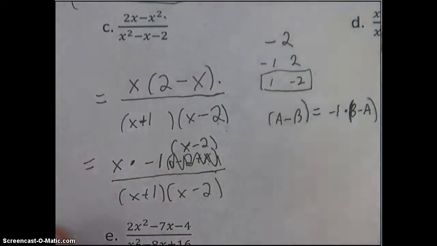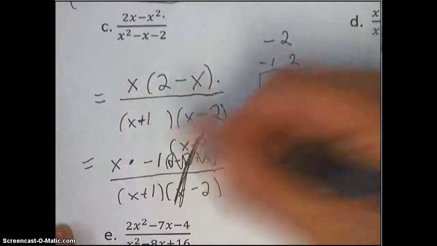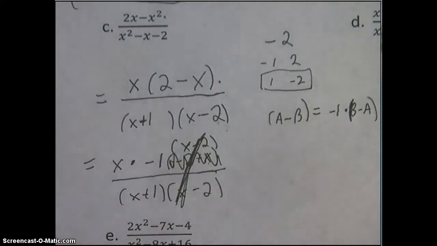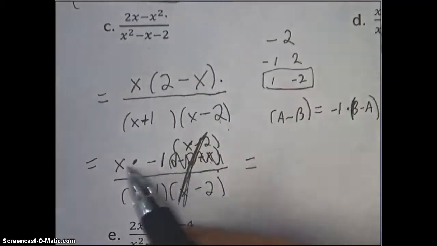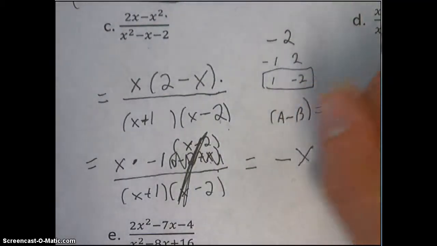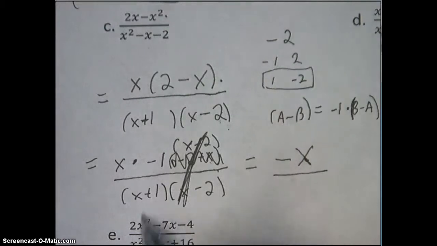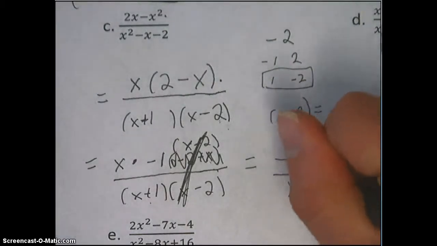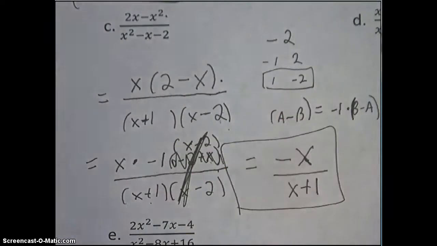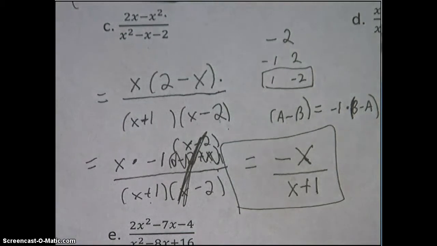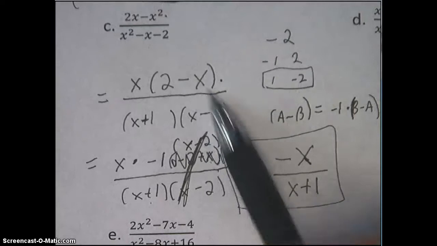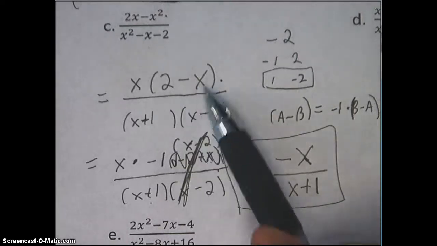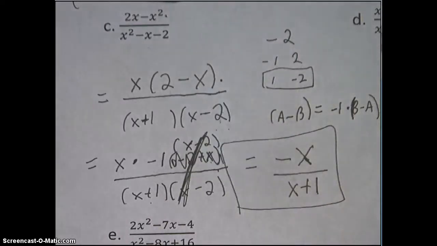So now I can cancel these out, now that I factored out that negative 1. So all that's left here is we need to rewrite what's left. So negative 1 times x is negative x. And what's left on the bottom there? Just an x plus 1. This is the simplified expression. So that one was a little bit harder because you had to realize that these two are different. But if you factor out the negative 1 and then rewrite the top, you'll be in good shape from there.